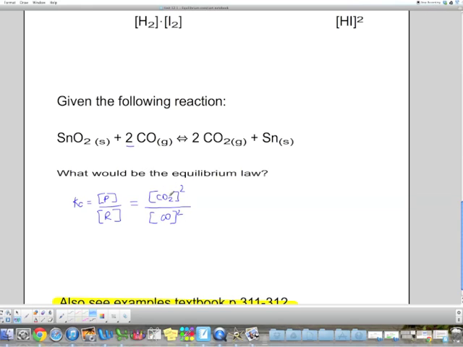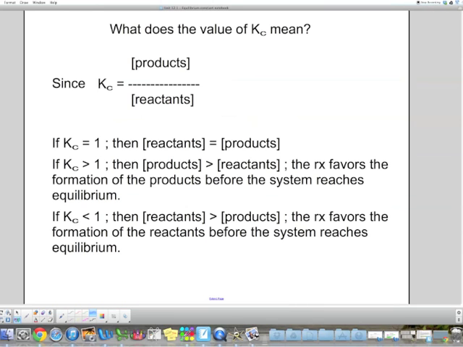So always products over reactants. And since we're talking about concentrations, we only deal with gases and solutions. The rest we disregard. Pure liquids, pure solids, we disregard. Okay, moving on to what is the value of Kc, or what does it mean?